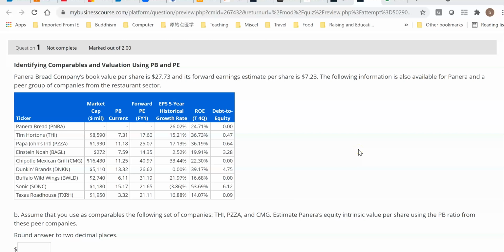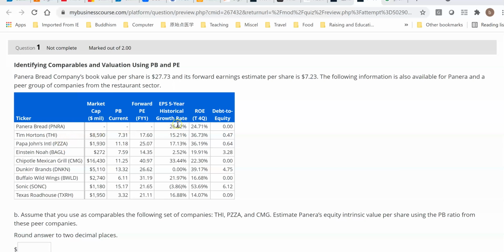This is question number 4 of quiz 12 for module 15 on the market value-based valuation models. Identifying comparables and valuation using PB, price-book ratio, and PE, price-earnings ratio. Panera Bread company's book value per share is $27.73, and its forward earnings estimate per share is $7.23. The following information is also available for Panera and a peer group of companies from the restaurant sector.